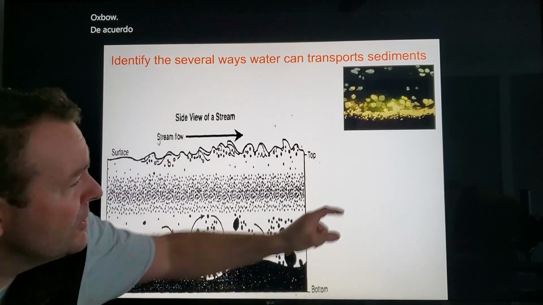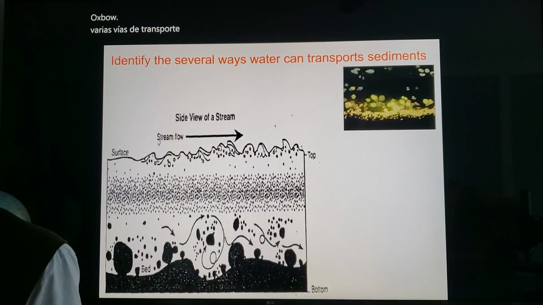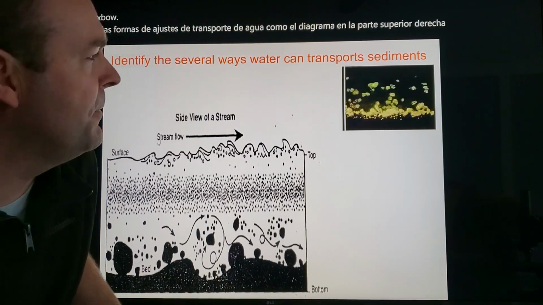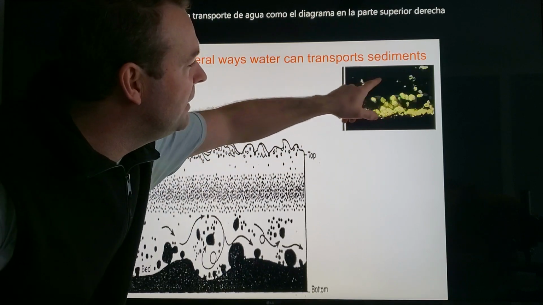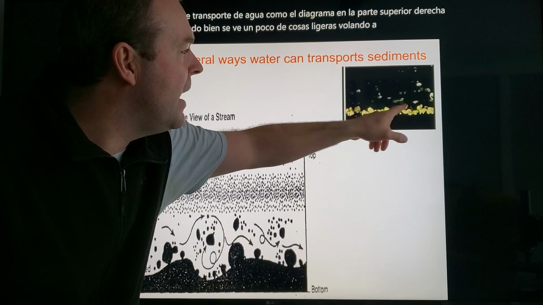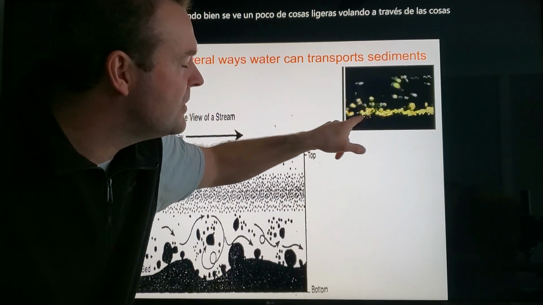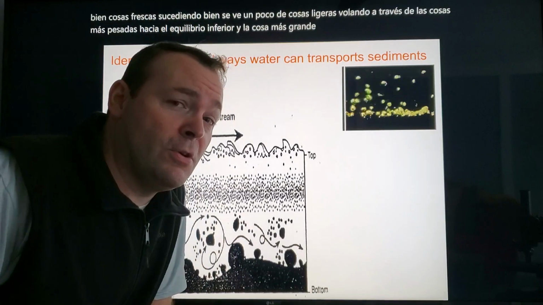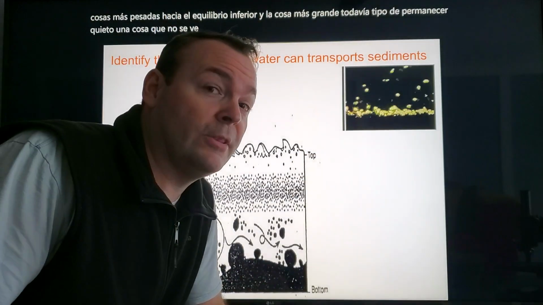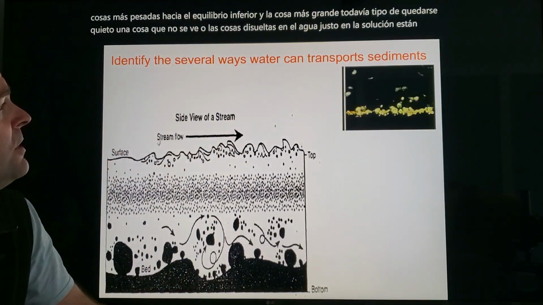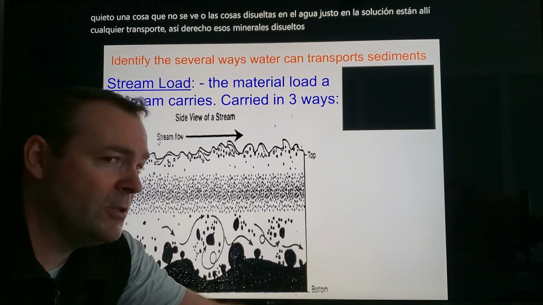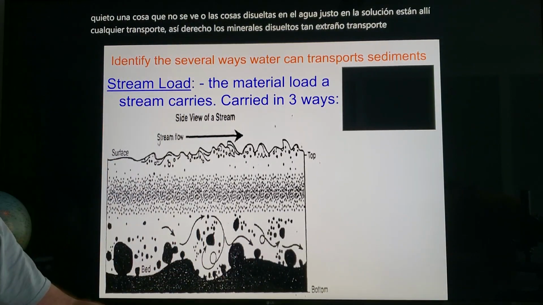Several ways that water transports sediments. Look at the diagram in the top right there. All right. And you see a couple things happening, right? You see the little light things flying through, the heavier things toward the bottom bouncing, and the bigger things still just kind of staying still. One thing you don't see are the things dissolved in the water, in solution, but they're being transported as well, those dissolved minerals. So streams transport sediment a couple different ways. First off, all of these sediments being transported is called the stream's load.